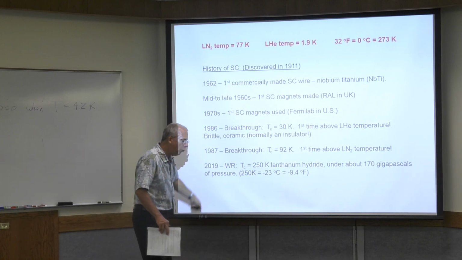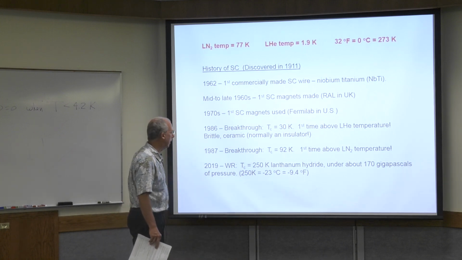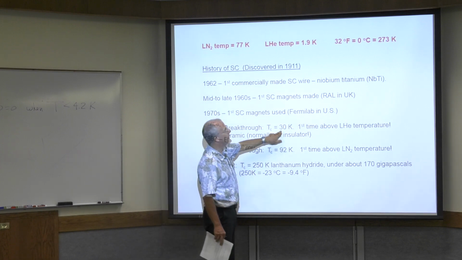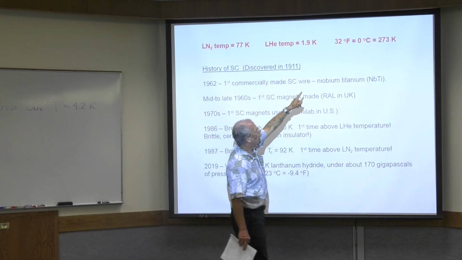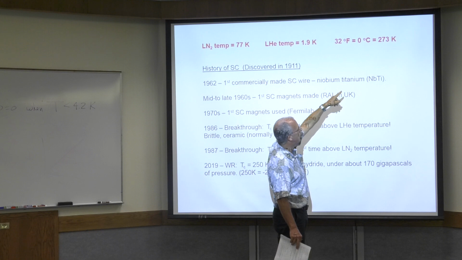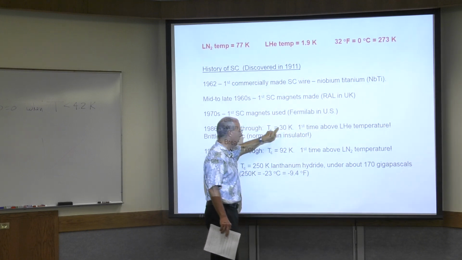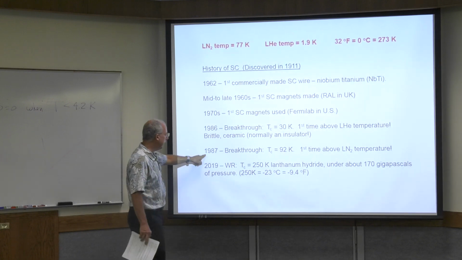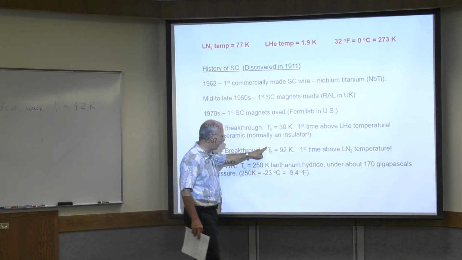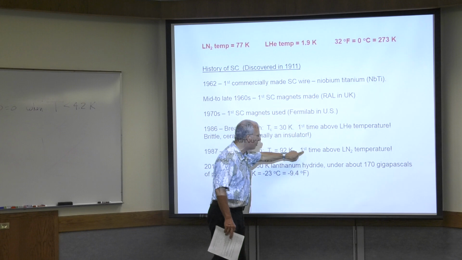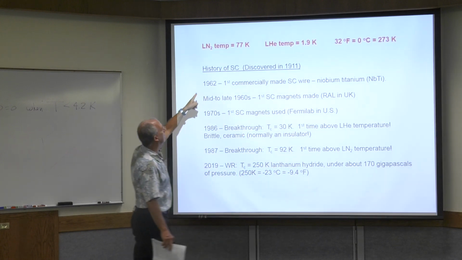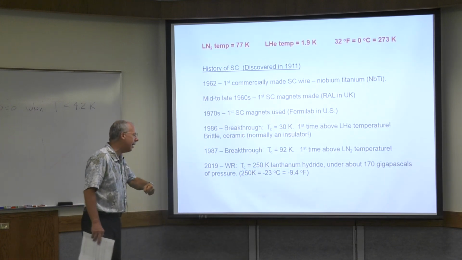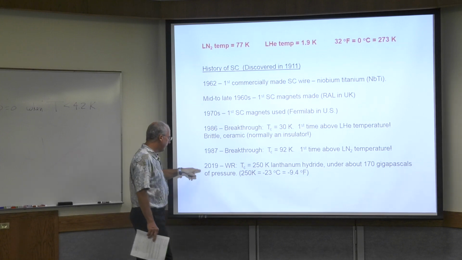Again, people are trying to get room temperature superconductivity. So this is still really cold. I mean, look at that. 32F, which is 0C, is 273 K. So this is really small. But it's above liquid helium, so they're making progress. 1987, breakthrough. Critical temperature 92 K, first time above liquid nitrogen. So they're getting there, right? They're getting there.